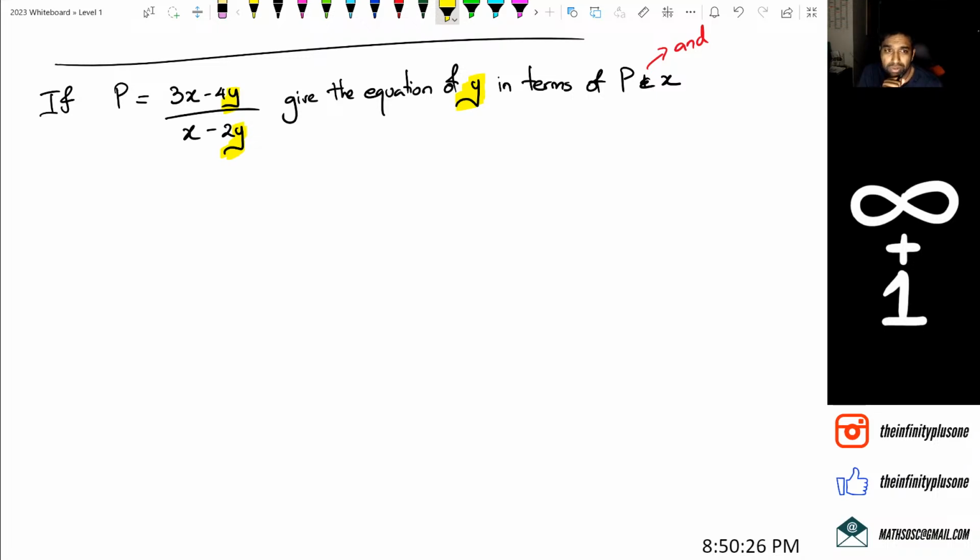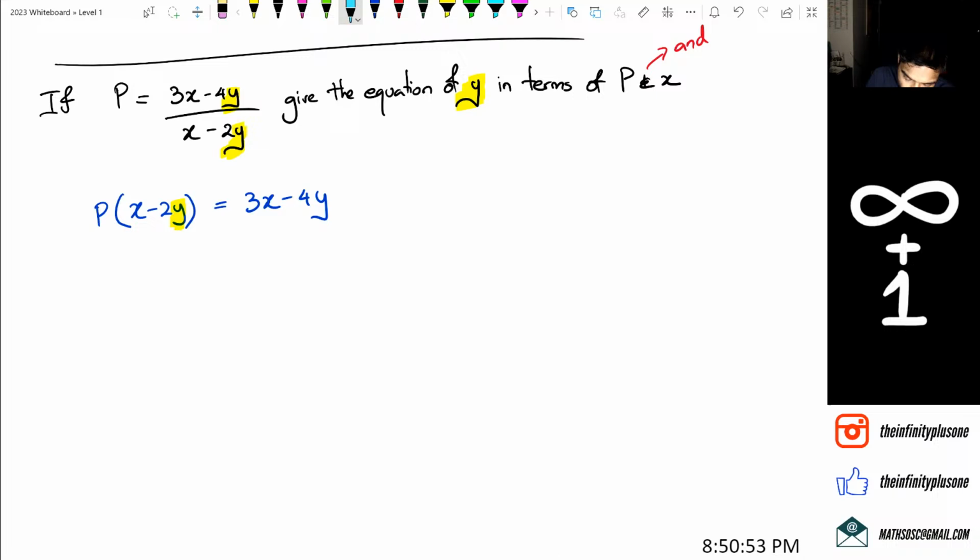The only way I can get rid of that x minus 2y is to bring it to the other side where p is, and multiply it. So what I'm going to get is p multiplied by x minus 2y equals 3x minus 4y. At this point, the y is still trapped inside the bracket. I need to get it out of the bracket.